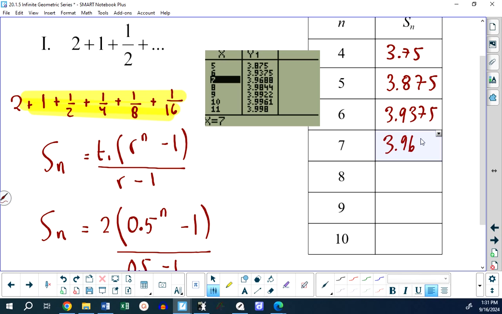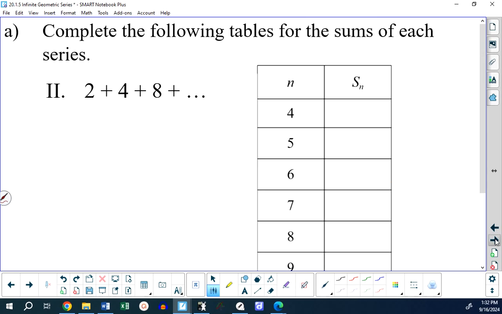3.96875. The number's getting bigger. The number's getting bigger because we keep adding something to it, right? All right. Let's do the same thing here.